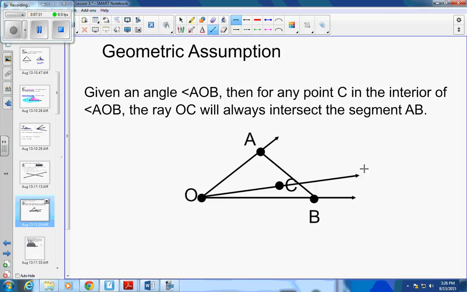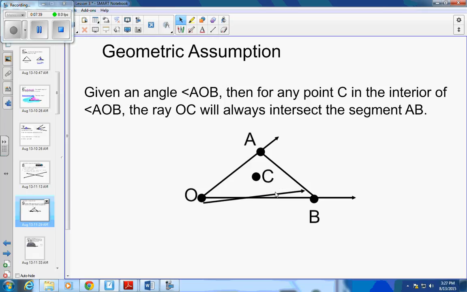Remember, rays go on forever, so yeah, I could have drawn this ray with C in here. I could have drawn it here where it doesn't look like it intersects, but because it's got the little arrow on the end, that does mean that it goes on forever, which means you can just extend it on out here and it will cross that AB.